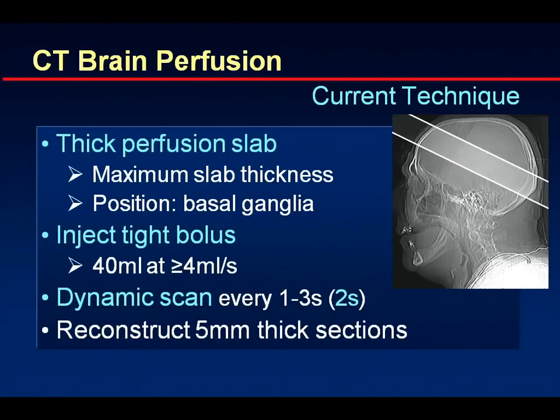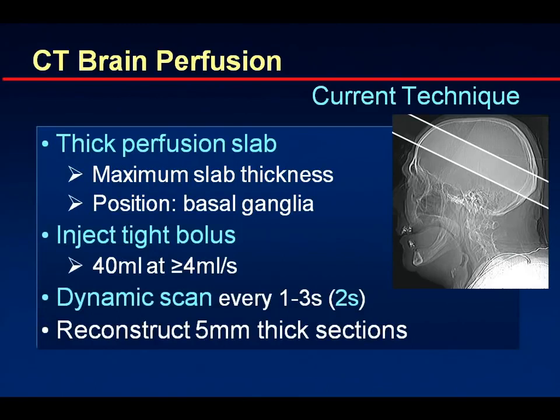You try to use as thick a perfusion slab as possible, and most of us will have multi-detector scanners. With a 16-slice scanner, you can cover about 2 to 2.5 centimeters. With a 64-slice scanner, you can cover about 4 centimeters. The usual position is in the region of the basal ganglia. You will inject a tight bolus, about 40 milliliters, and at least 4 milliliters per second. Depending on your scanner and the program you use, you may have to inject faster. And even if you have a program that allows you to inject at these low rates, the faster you inject, the better the results.